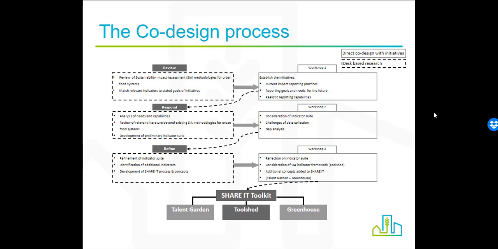And then again, after getting feedback from that, we went back and refined the toolkit and produced, certainly for the sustainability impact assessment side, an indicator suite that we intended to use to capture the impacts of these food sharing initiatives, and some other ideas and concepts that I'm going to go over in a minute, which came out of the feedback that we got during the co-design process.